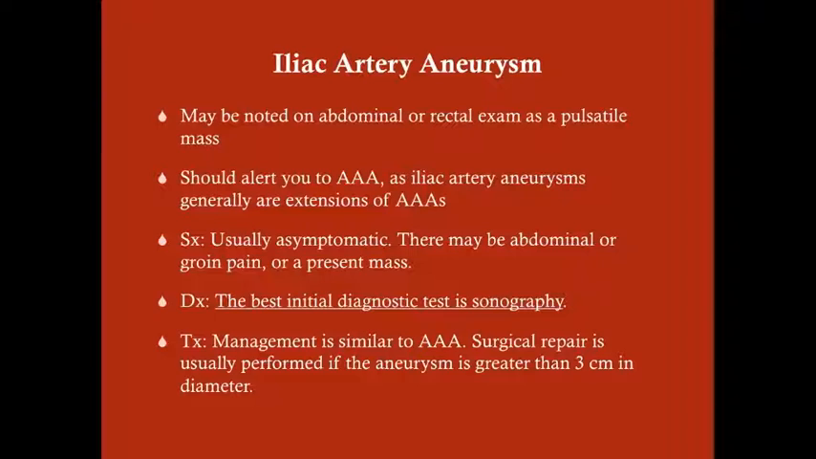The iliac artery aneurysm can be noted on either abdominal or rectal exam as a pulsatile mass. The iliac artery aneurysm almost always coincides with abdominal aortic aneurysms. They're usually extensions of the abdominal aortic aneurysm, so this should tip you off to abdominal aortic aneurysms. Usually these are asymptomatic, just like abdominal aortic aneurysms, although sometimes you may have coinciding abdominal or groin pain, or there might be a mass present if it's big enough.